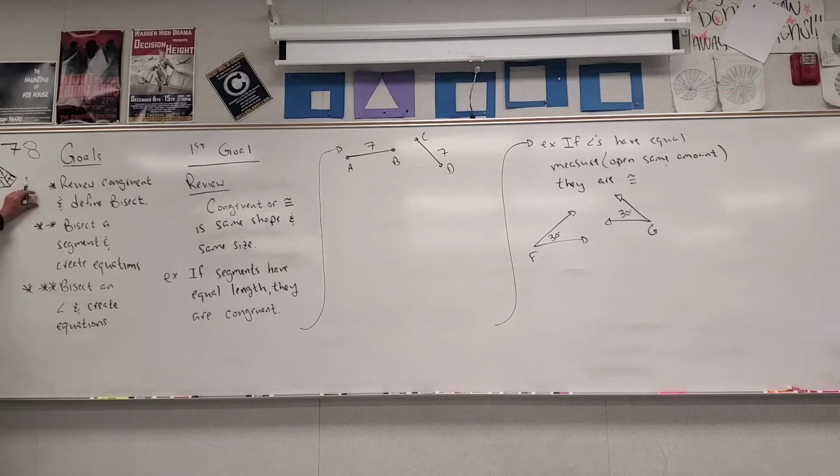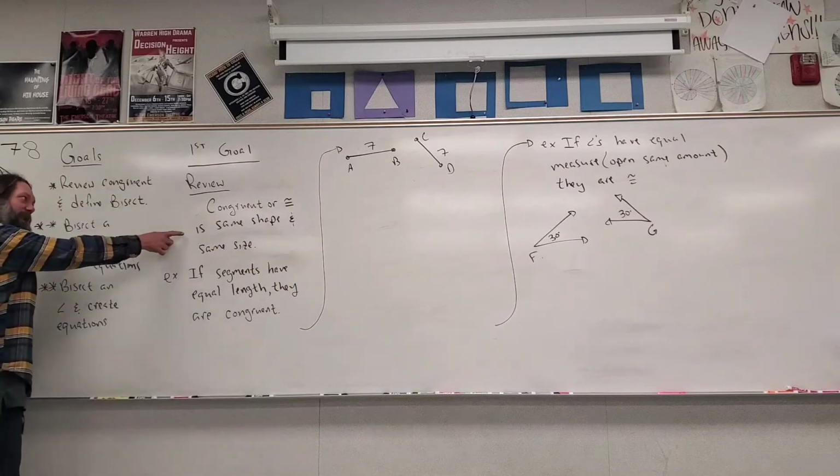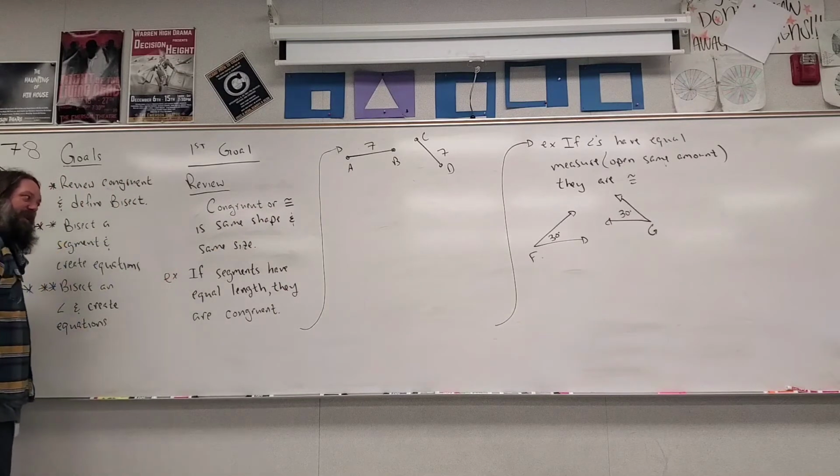So our first goal is going to be to review congruent and define bisect. Our second goal is going to be to bisect a segment and create equations. Our third goal is going to be to bisect an angle and create equations. So let's start off with our first goal and review congruent, or this is our symbol for congruent. And congruent means it's the same shape and the same size.